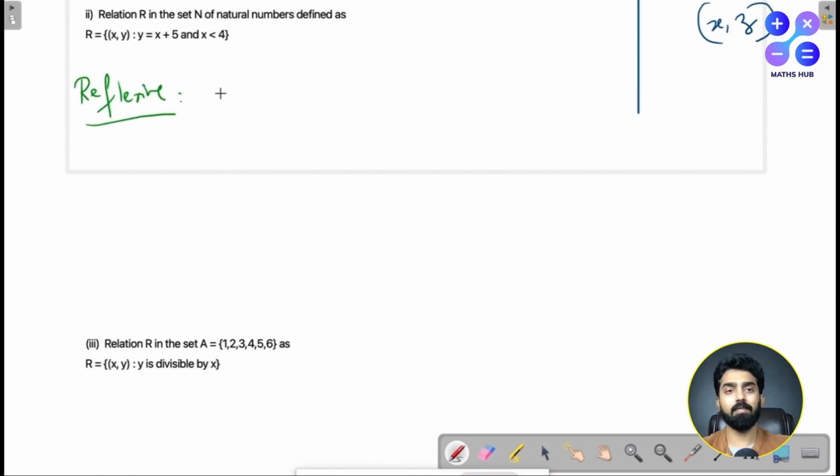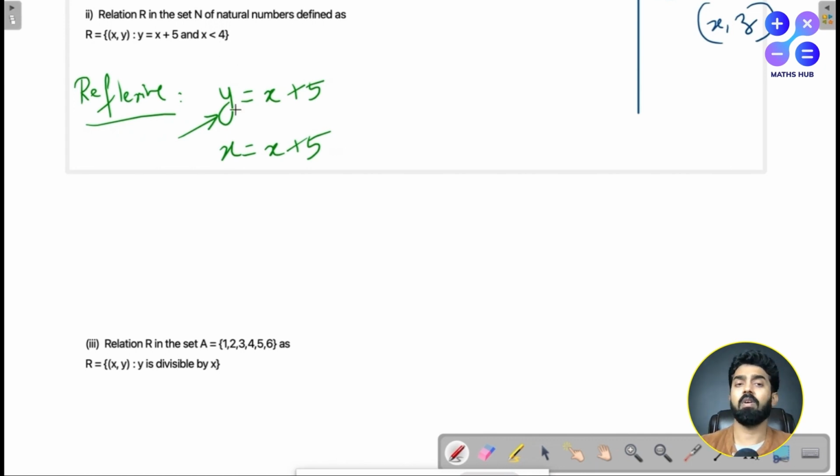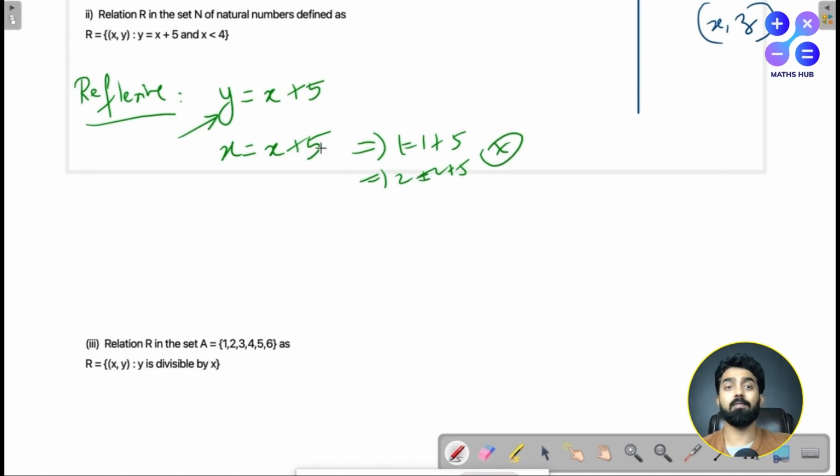Now what do we mean by reflexive? Every element needs to be related to itself, right? So when you have a relation y equals x plus 5, you should be able to replace y with x and it should still be valid: x equals x plus 5. Is that valid for the set N of natural numbers where x is less than 4? Obviously not, right? You cannot have 1 equals 1 plus 5 or 2 equals 2 plus 5. Any natural number will not be equal to itself plus 5. Just not happening, right? So it is not reflexive.